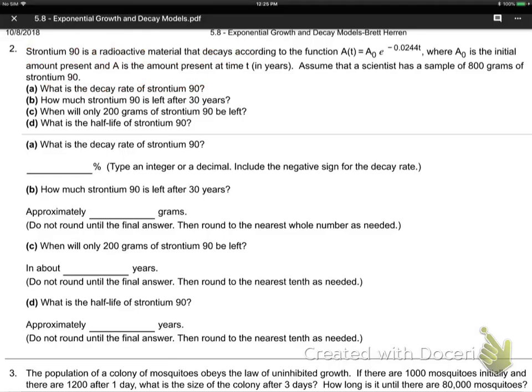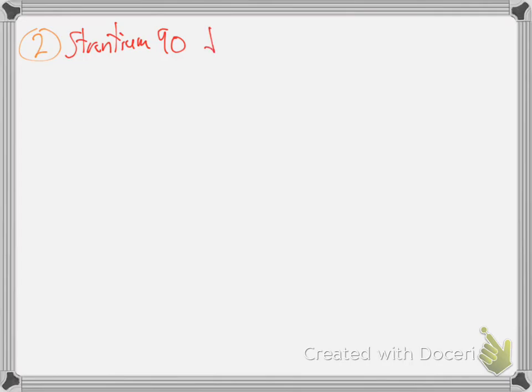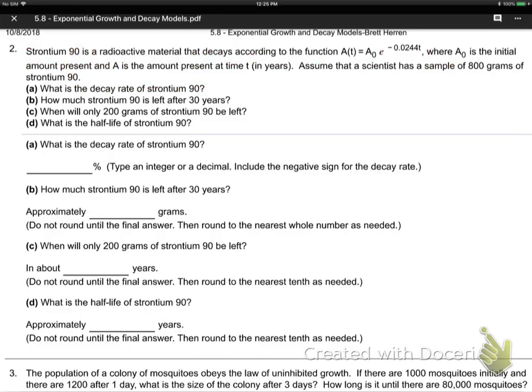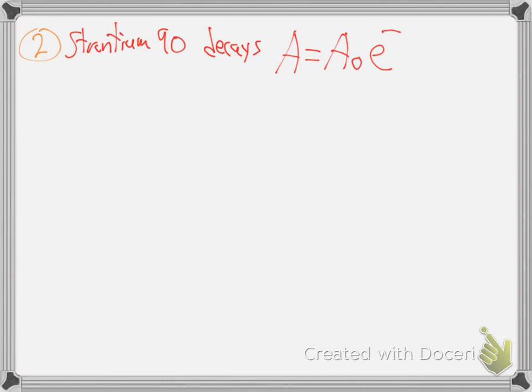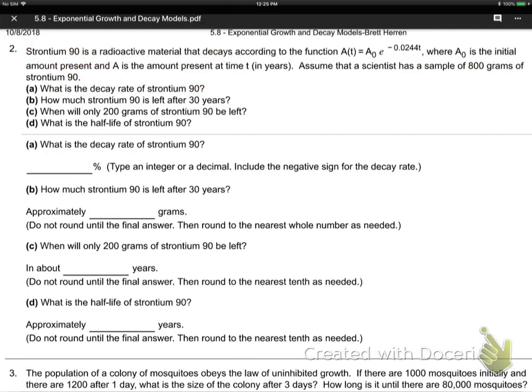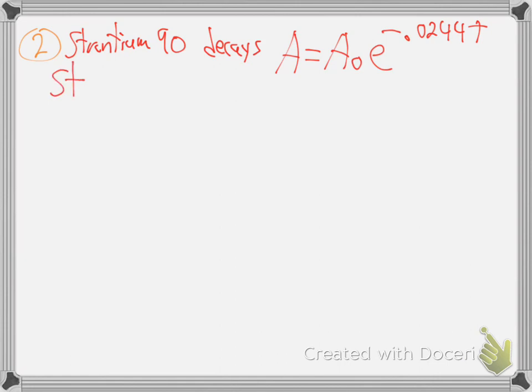Strontium 90 is radioactive and decays according to A equals A0 e to the minus 0.0244 t. A scientist has 800 grams at the start.